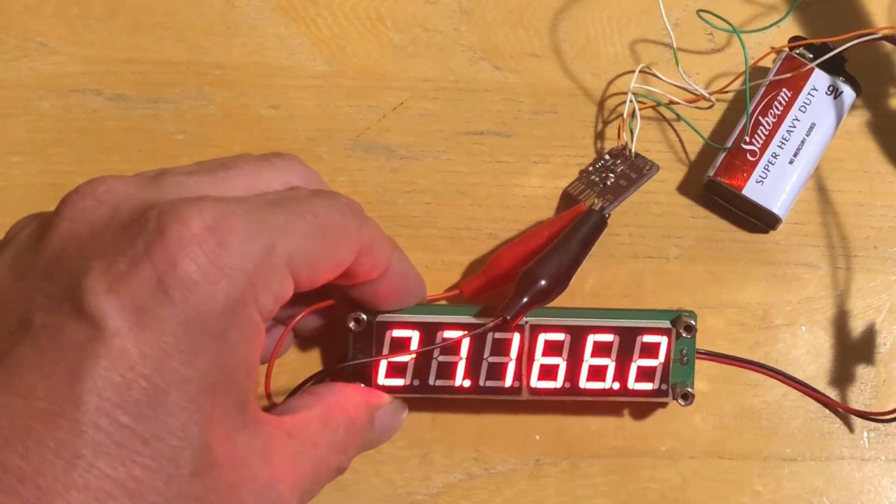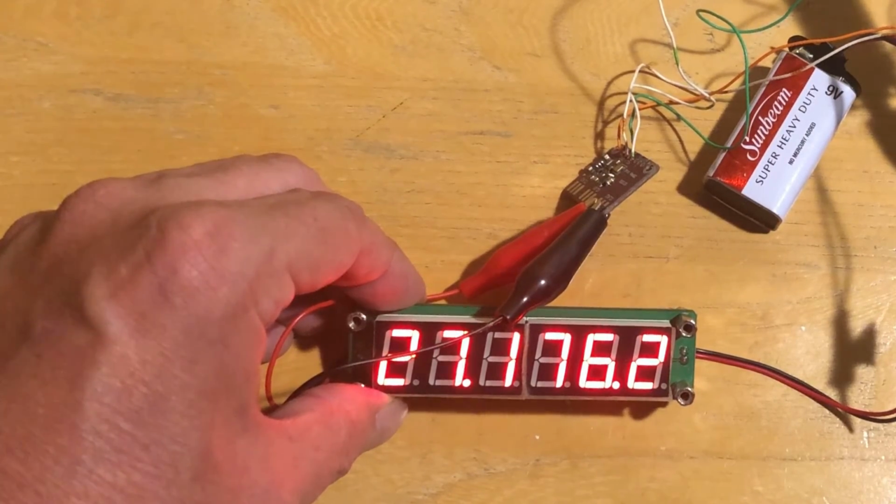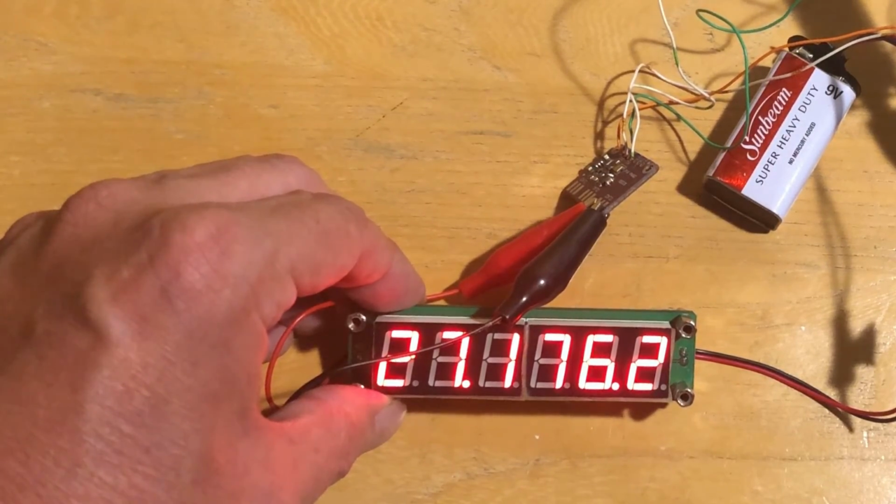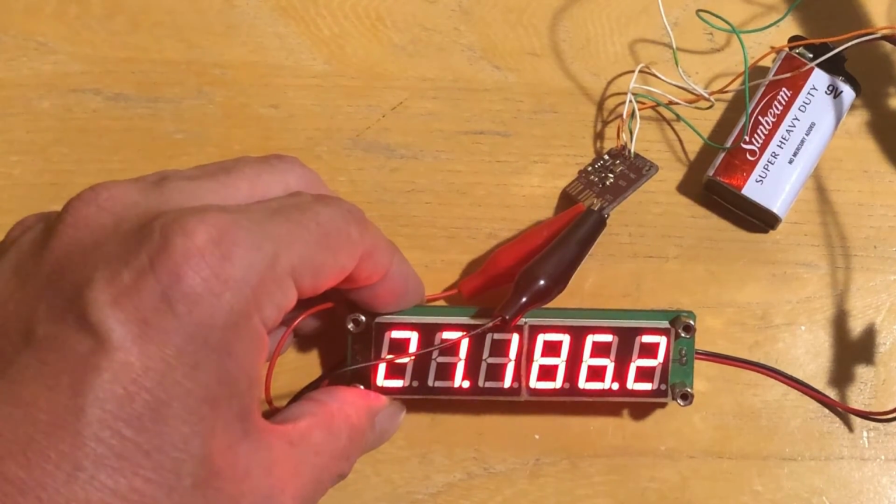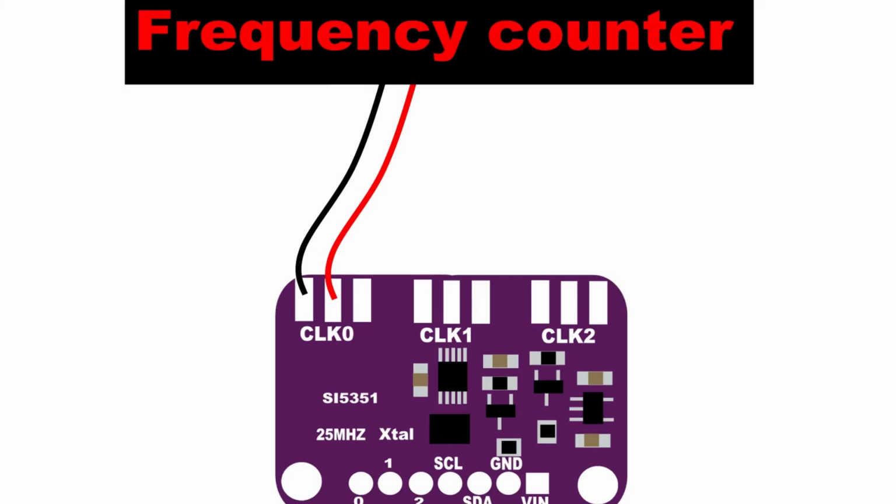I connected everything together, uploaded the program, and the results were, well, not exact. The oscillator was far enough off calibration to show up even on my cheap frequency counter. Here is how I connected the frequency counter. So I decided to play with the calibration factor to see if I could get the results closer.